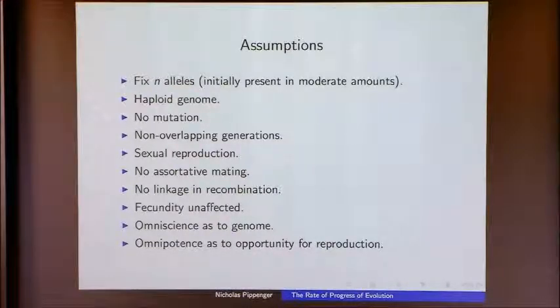So I'm assuming that the farmer knows what the genome of each animal is and has complete control over whether it gets to reproduce or not. So complete control over its reproductive fitness, okay, and survival, of course.